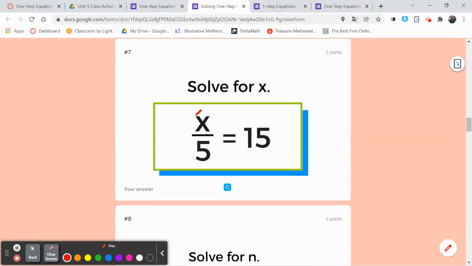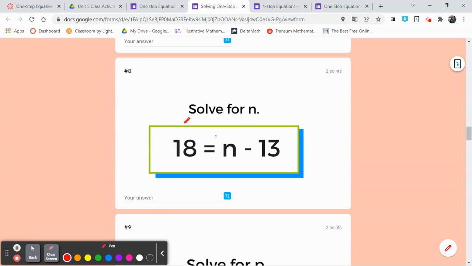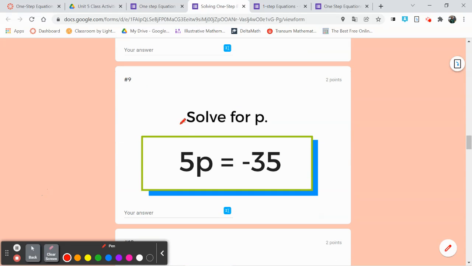All right. This is x divided by 5 equals 15. The opposite of divide by 5 is multiply both sides by 5. This one's written backwards. To solve it, turn it around to n minus 13 equals 18. The opposite of subtracting 13 is adding 13 to both sides. Turn it around. 5 times p equals -35. The opposite of multiply is divide both sides by 5.